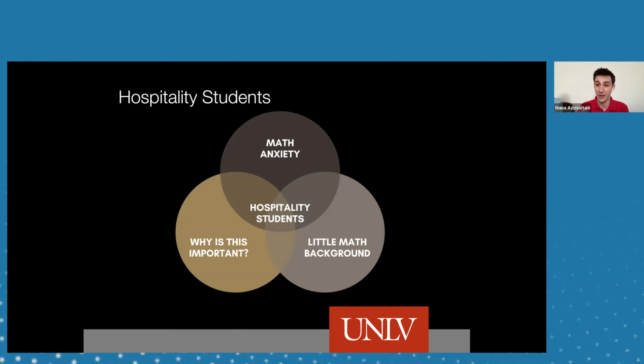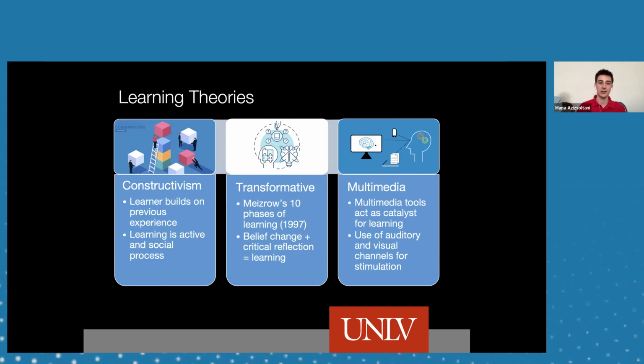Okay. And so I want to ground this idea of teaching statistics and hospitality in these three learning theories. As educators, you are probably very familiar with these, so I'll just touch on them briefly. First is Constructivism, which talks about how the learner builds on their previous knowledge and previous experiences, that knowledge is constructed, and that if I talk to you about statistics all day long, you're not going to internalize it unless you can connect it to what you already know.